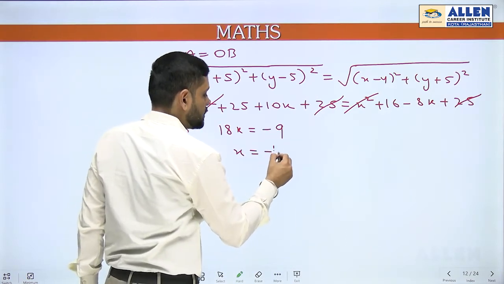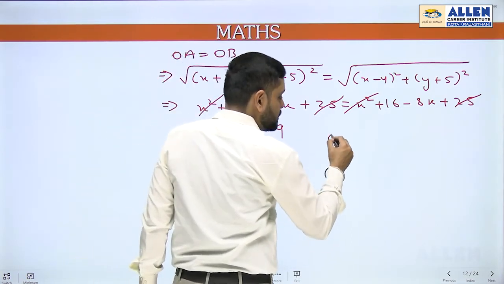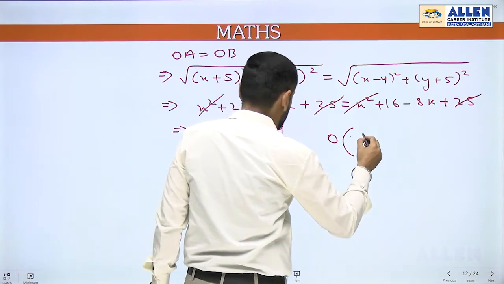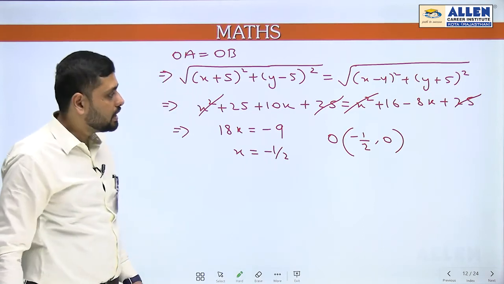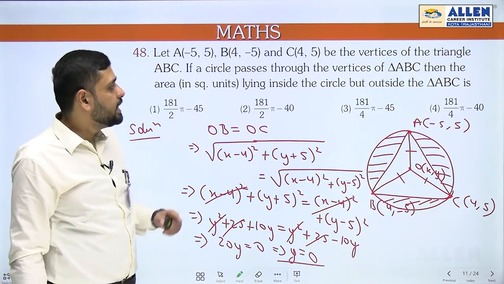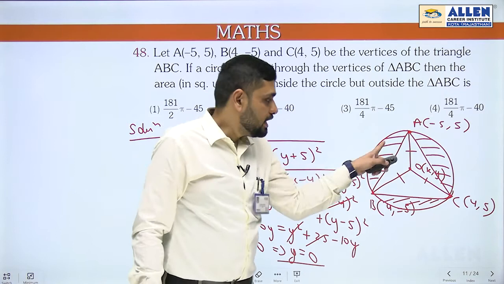So the value of x is minus 1 by 2. It means the coordinates of the center are minus 1 by 2 comma 0. These are the coordinates of the center we got, right. Now we need to find the area of this shaded region.